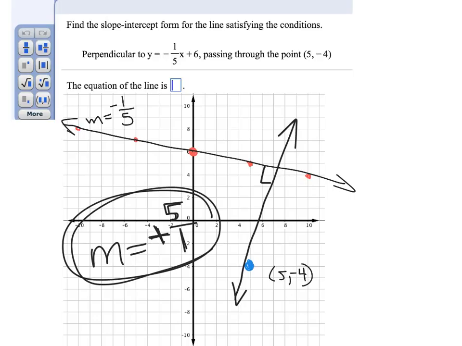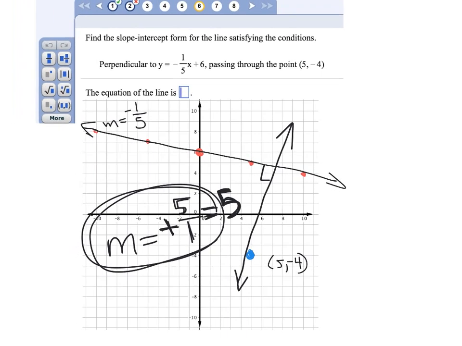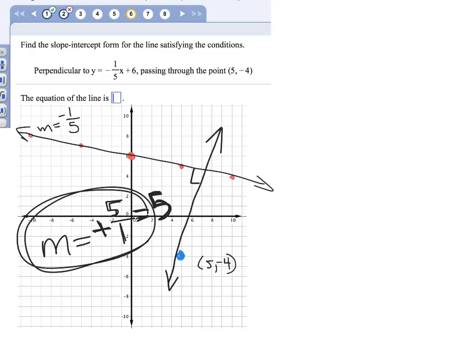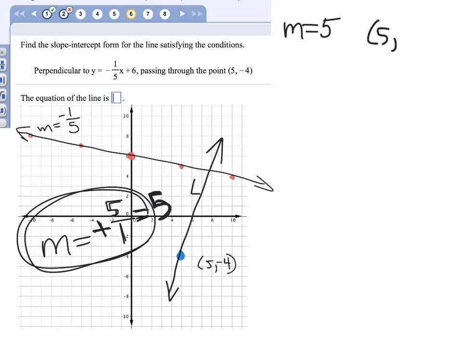And remember, positive 5 over 1, well, heck, that's the same thing as 5. So our slope is 5. So what are the two pieces of information that we have? The two pieces of information that we have: slope is equal to 5, and one of the points is 5, negative 4.